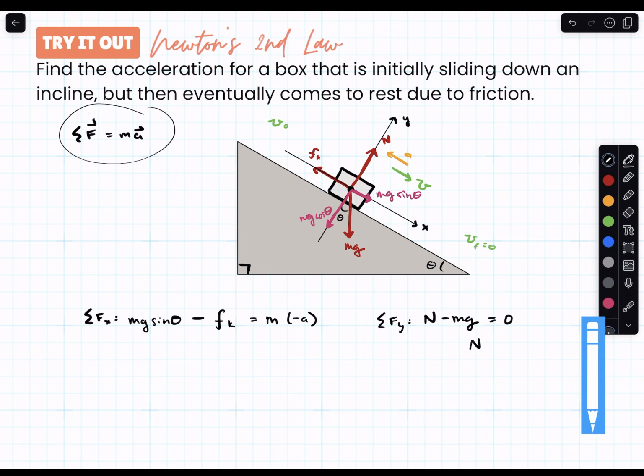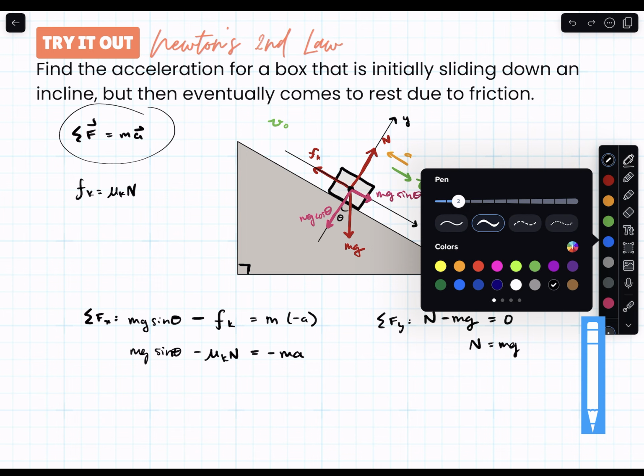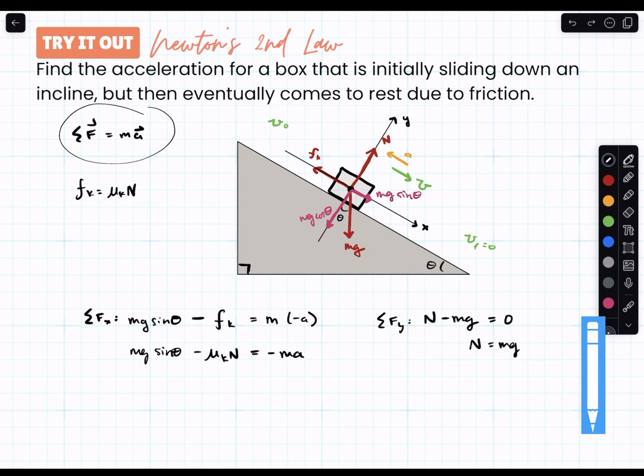So we know that n is equal to mg, and that's going to be useful later. So mg sine theta minus friction, and remember kinetic friction is equal to mu_k n, so we can write this as mu_k n, and then this is equal to minus ma. Now it's really important that you remember the sign here, because your coordinate system is set up in such a way that your acceleration has to be negative, the way that we've done this.